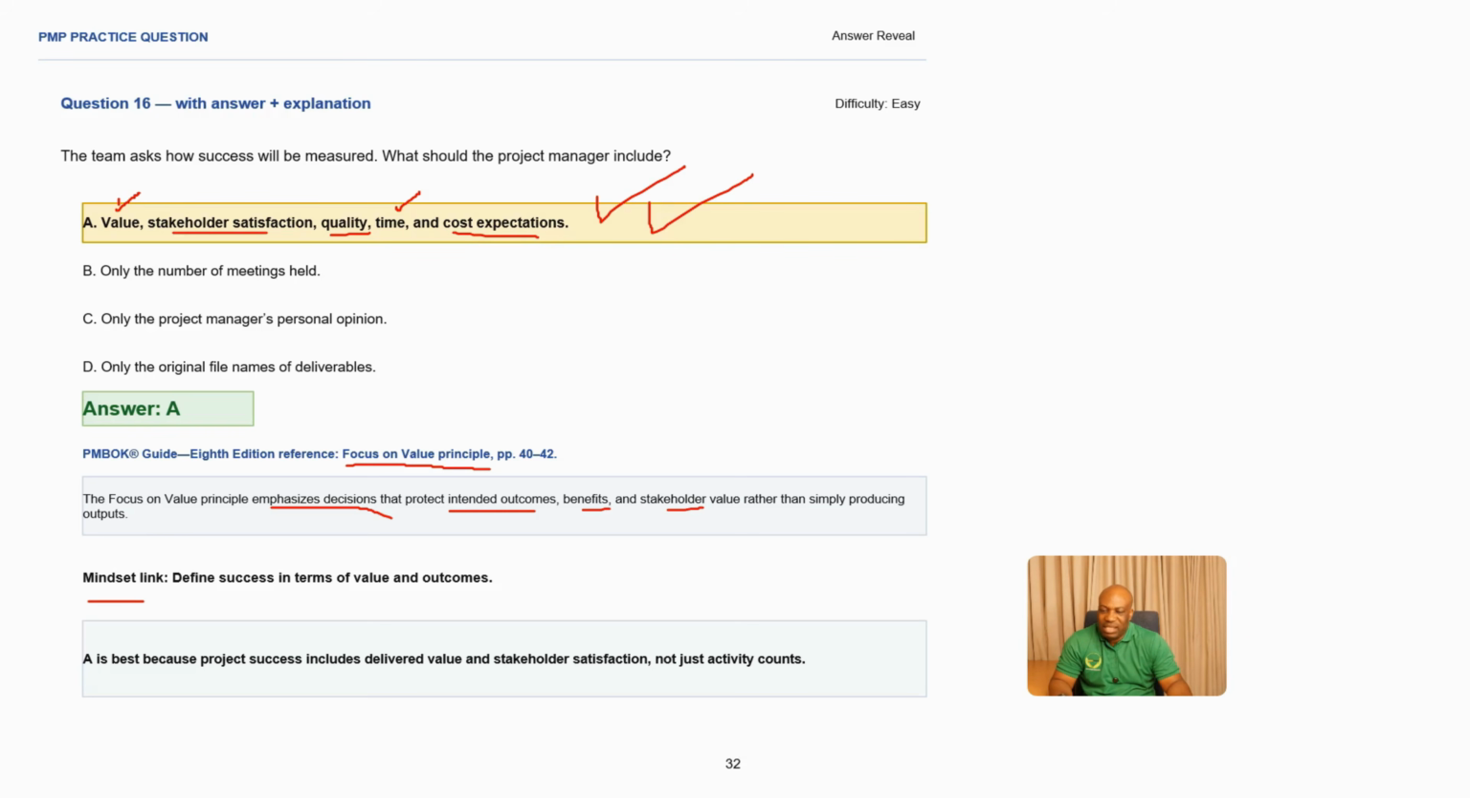So what is our mindset? You need to define success in terms of value and outcomes, not in terms of personal opinions. Making A the best answer because project success includes deliverable values, stakeholder satisfaction, and not just activity counts.